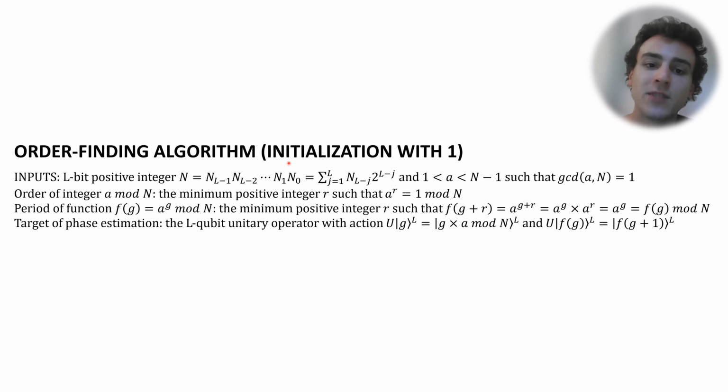So at the furthest value over here on the right, we have the ones place, and then we have the twos place, and then the fours place, and we keep going up until we get to the highest power of 2. So that is binary notation.